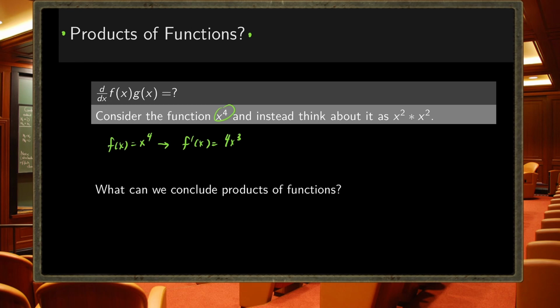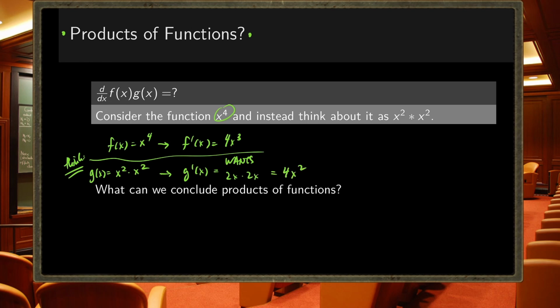But if we think about it instead as x squared times x squared, let's think about this for a second. And this is going to be incorrectly thinking about it. If we think about g of x as x squared times x squared, what does your brain want this to be for g prime? Your brain wants this to be 2x times 2x, right? But that would be 4x squared, which obviously doesn't add up. So this doesn't work.